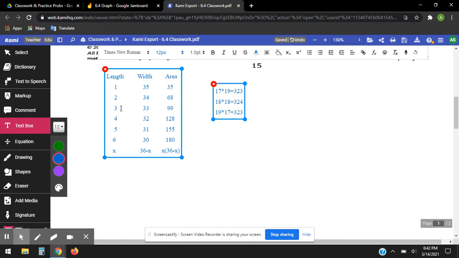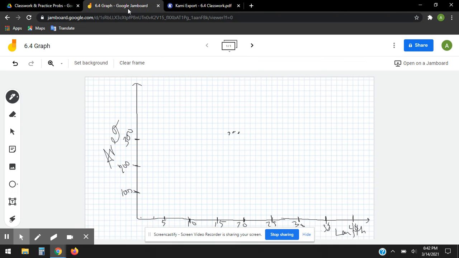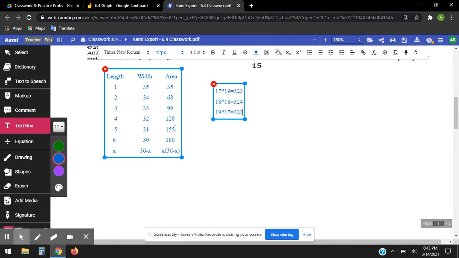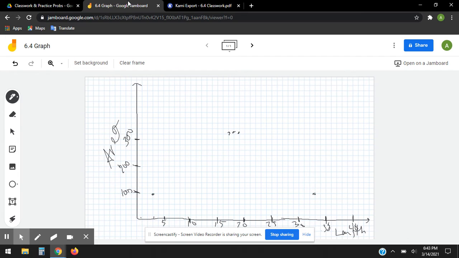So let's see, 3 and was 99. So let's find that one. So 3, 1, 2, 3 would be really close to 100, which means, excuse me, 33 would be really close to 100, because that would be those just backwards, right? And then what's another one in here? Oh, 180. 6 is 180. So let's do 6 and 2040. That's on the line. 80, which means 6 times 30. So 30 would be 180.